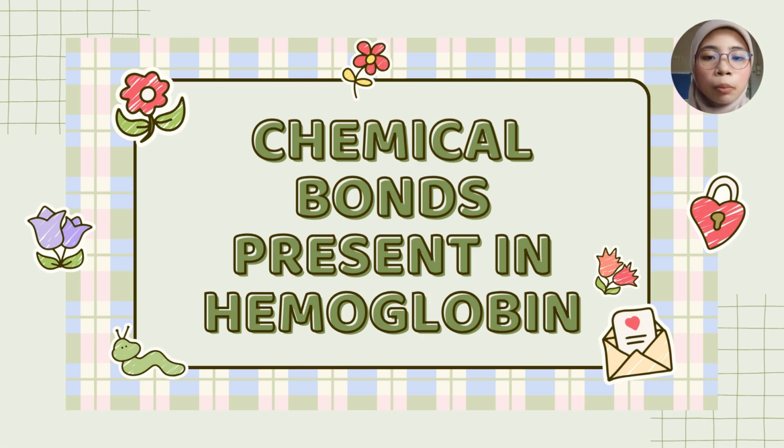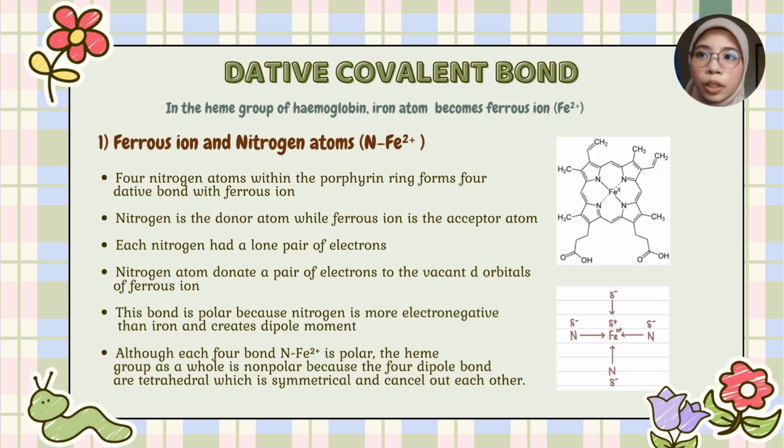Now, let's analyze the chemical bonds that are present in hemoglobin. Firstly, we have the dative covalent bond, which is the bond between the ferrous ion and nitrogen atoms. We have 4 nitrogen atoms within the porphyrin ring, which form 4 dative bonds with the ferrous ion. Nitrogen is the donor atom, while the ferrous ion is the acceptor. Each nitrogen has a lone pair of electrons, which it donates to the vacant d orbitals of the ferrous ion. This bond is polar because nitrogen is more electronegative than iron, and it creates a dipole moment.